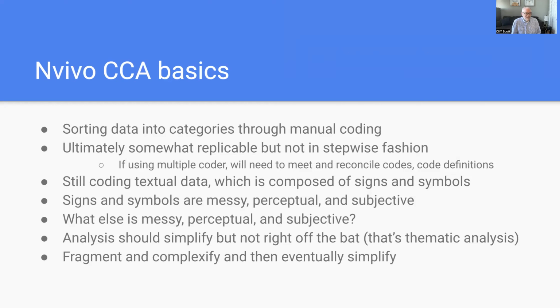You're doing a lot of sorting data into categories, and you're doing it manually. It is somewhat replicable, but this type of inductive data analysis is really difficult to replicate in a way that would really line up well with traditional notions of reliability and validity. So a common question that I get asked is, does it ever make sense to use multiple coders? And I would say that yes, at some point in the coding process, it may make sense to do that.